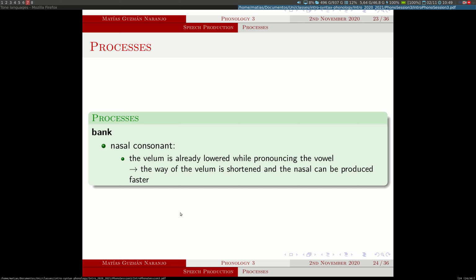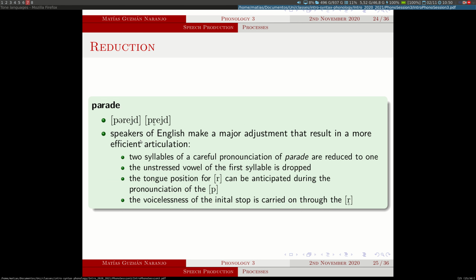There are different types of processes. Here's an example of nasalization and reduction. When you have the word "bank", you can reduce the nasal consonant. This becomes shorter and the vowel becomes nasalized, and let's see how it happens.